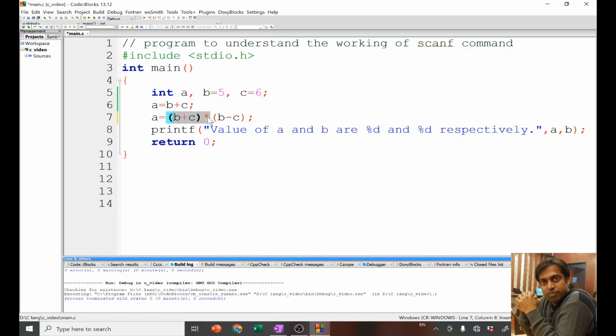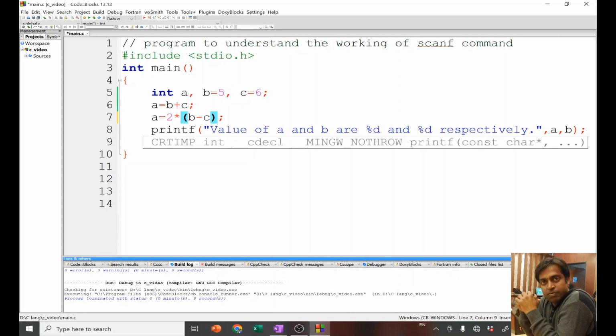For example, if I put something like this in mathematics, it simply means that first b minus c needs to be calculated, and whatever the answer is will be multiplied with 2. But in C language we need to put this multiplication symbol.